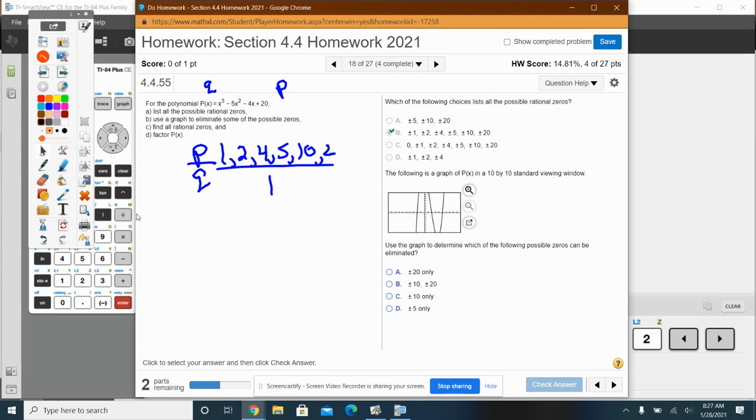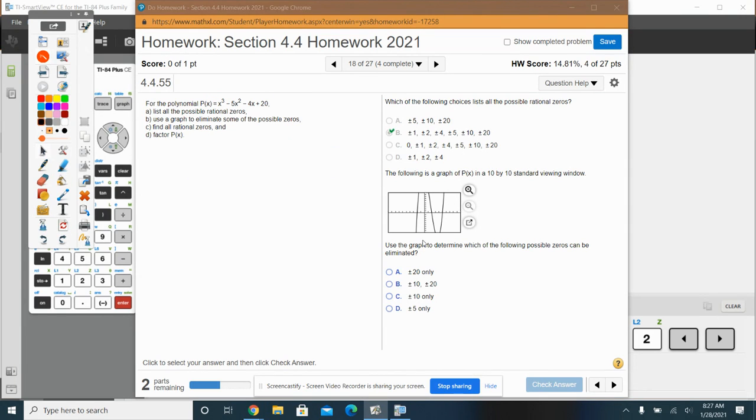And then they actually graph it for me. That's convenient. And they said, this is your graph. Which ones can you get rid of? Now be very careful when you decide what to get rid of. The reason I say that is because your graph does not always give you the full picture, because sometimes the scale is messed up. Now this one is okay because you see how it's x to the third and I actually physically see 3 of them.